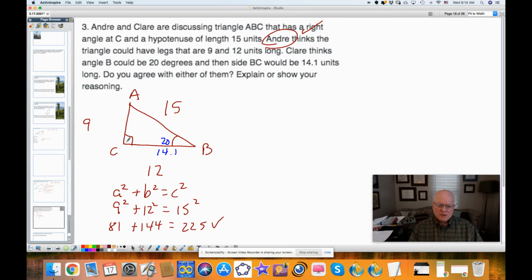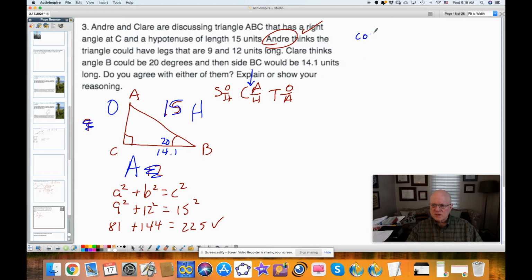For Claire to be correct, to say that this side is 15, I'm going to do SOHCAHTOA. I'm given this side. This would be the adjacent. This is the way that you would approach this: adjacent, the hypotenuse, and the opposite. Now, we don't know these. She's saying that if this is 20 degrees and this is 14.1, then this would be 15. So you know the adjacent and the hypotenuse, which would be this ratio.